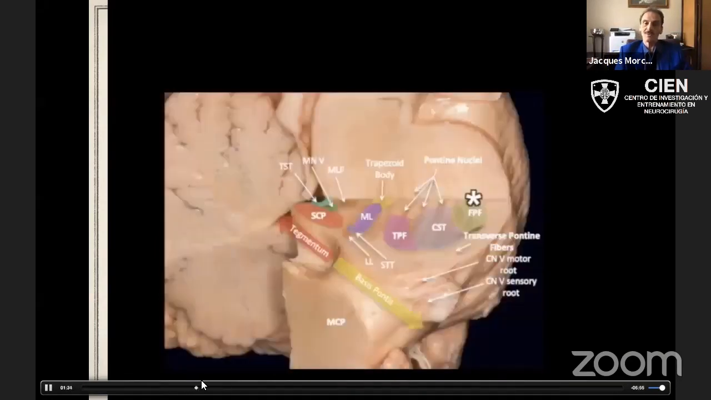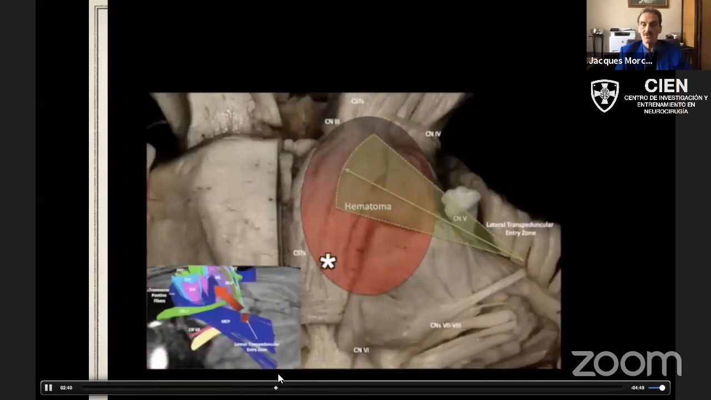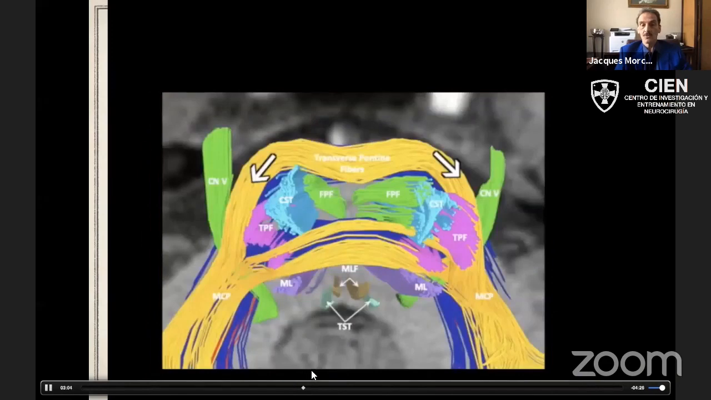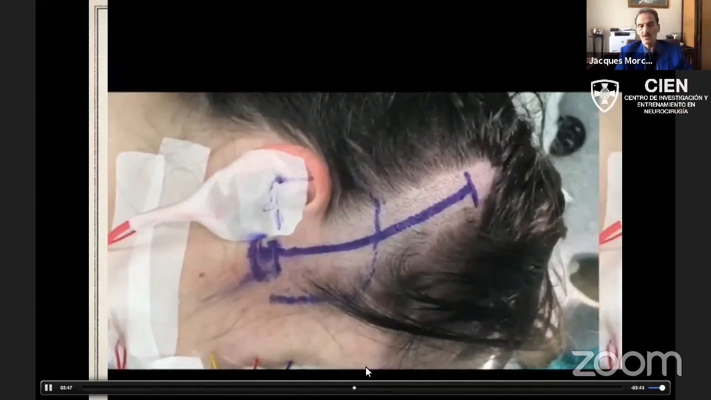You draw the anatomy on a cadaver. You say, we're not going to go over all these tracts, but you say, okay, the hematoma is here. How should you approach it? Do you go this way? Or do you go better this way through the epitrigeminal entry zone? You understand the anatomy, the tracts. So subtemporal, that's all we have to do.